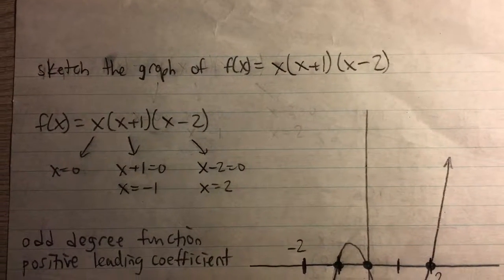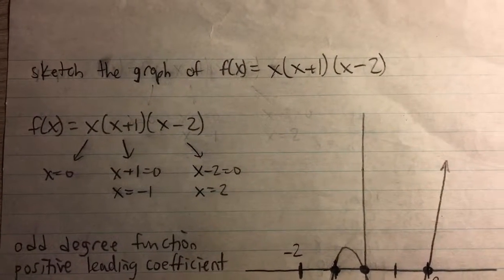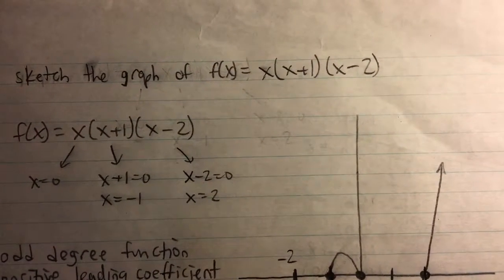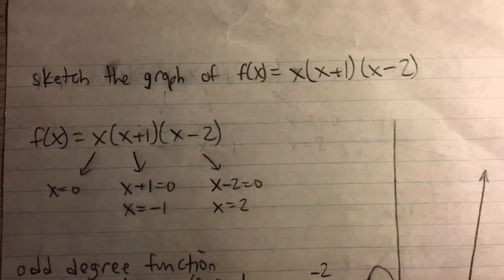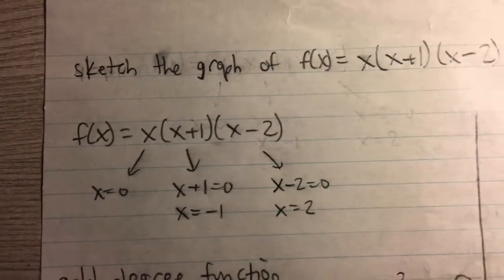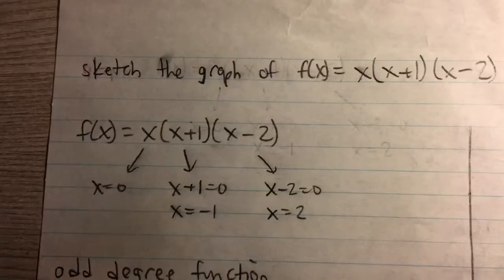Sketch the graph of f(x) = x(x + 1)(x - 2). And here, to sketch this graph, first off, let's find where the roots are of this polynomial to get where it is on the graph.